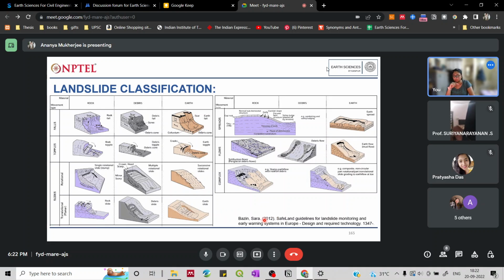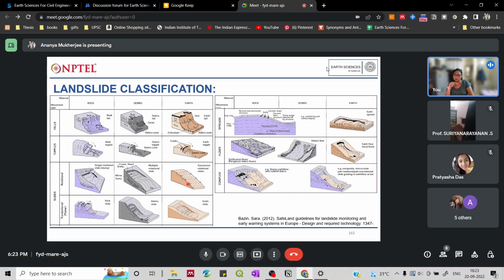Okay, so the rotational one over here, the surface of rupture is kind of a convex plane. So the top part will slump down, okay, because of the loosening of the material along this failure surface. And then again, this is rock, and then this is the debris, and then this is earth. Okay, so the earth, you can see, will form successive rotational slides.